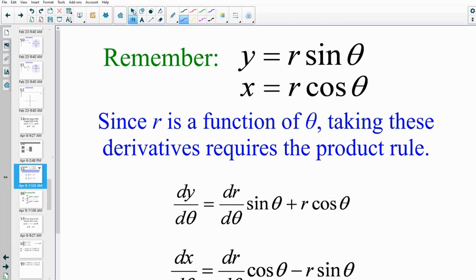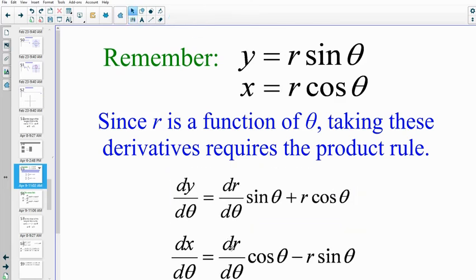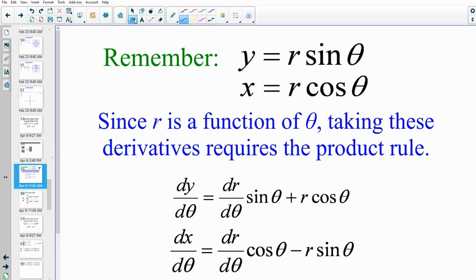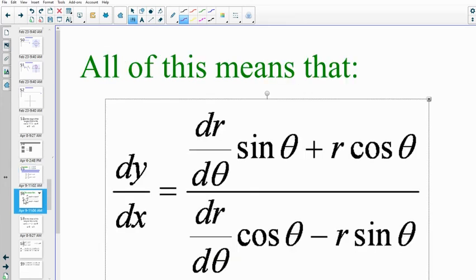And then likewise, for the derivative of x, dx d theta, I've got the derivative of r times cosine, dr d theta times cosine, plus r times the derivative of cosine. But of course, the derivative of cosine is negative sine, so it ends up being minus. So this is the formula. You don't have to memorize it. You'll just have to use it.